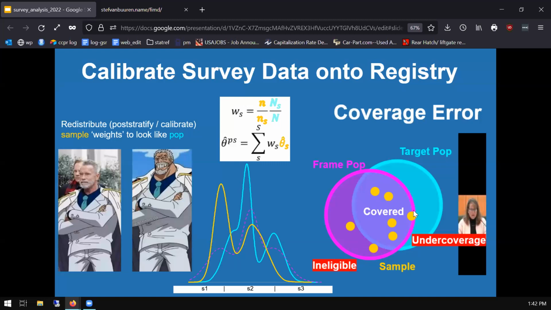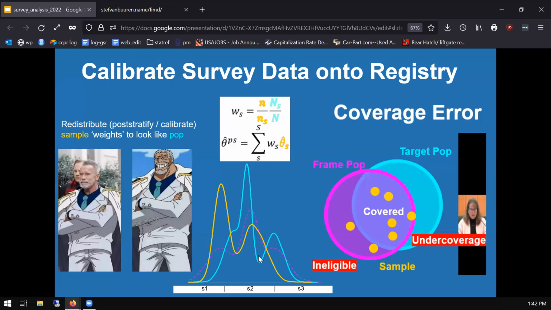He picks 1, 2, 3, 4, 5, 6, 7 people from his purple list of email addresses. He picks these 7 individuals in his sample. He understands there are ineligible people, and people he's missing in the population he cares about that do not show up in his email database. So one way to adjust for that is using calibration. Essentially, you're reweighting, which is what you see here.